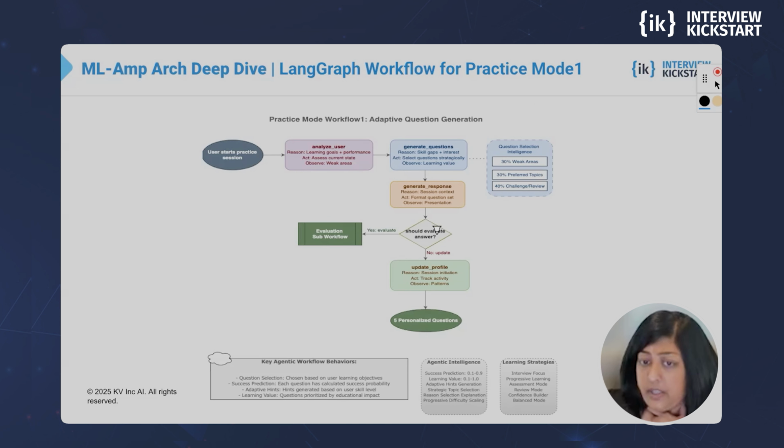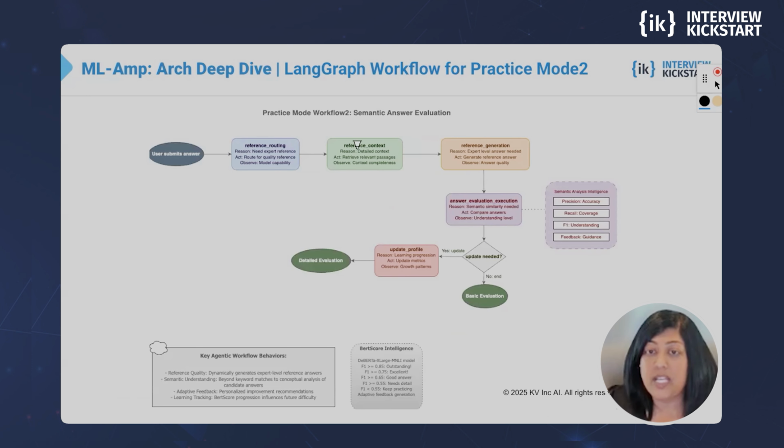Once the learner puts in their answer, it's evaluated in the evaluation sub workflow, and that's why I mentioned the practice mode had two LangGraph workflows, right? We'll see that in the next slide, and then the profile is updated if there was a need to track the activity for the user. Okay, so that was the first workflow in the practice mode.